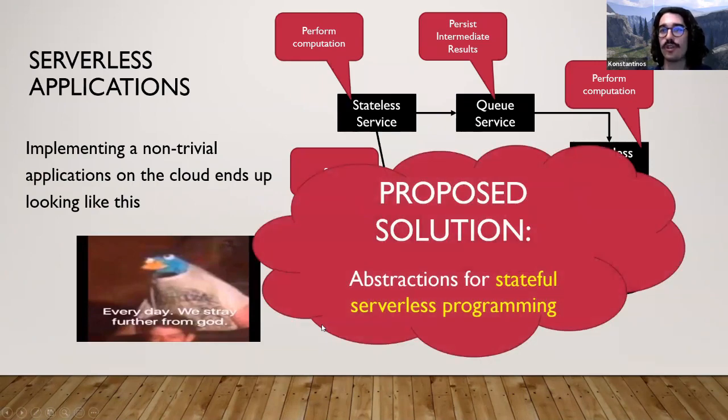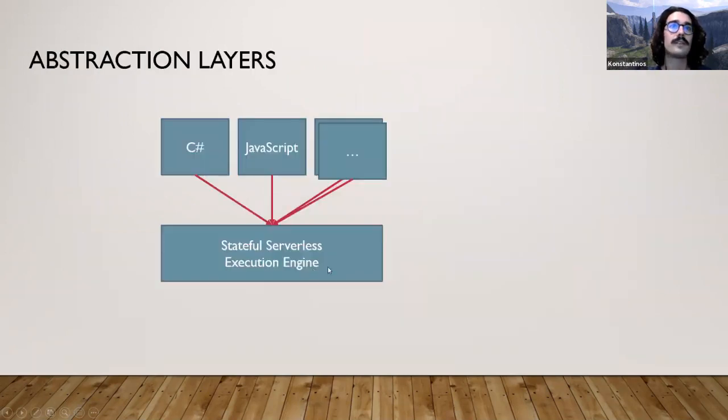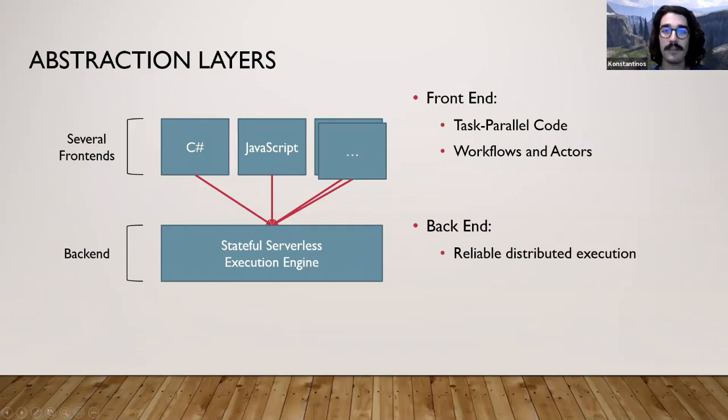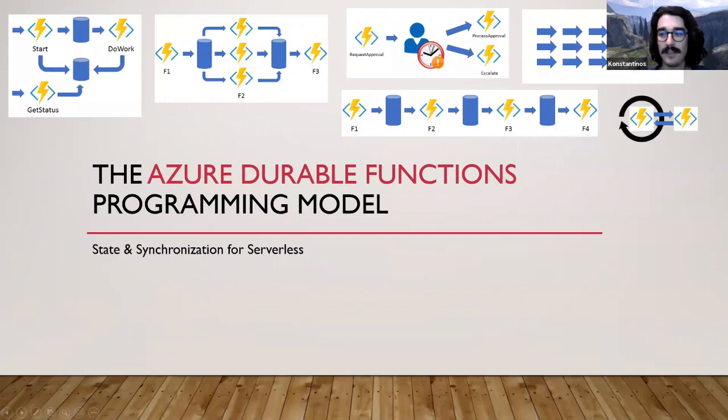And the proposed solution is abstractions for stateful serverless programming. So we propose two abstraction layers: several frontends in different languages where you can actually write task parallel code standard as you would expect in these languages. And these frontends support stateful workflows and actors with several extensions and restrictions to further facilitate implementing stateful applications in that setting. And on the back end, there is a stateful serverless execution engine, which guarantees reliable distributed execution and is language agnostic. So it can connect to any of these frontends. So with this introduction done, I will hand it over to Sebastian.